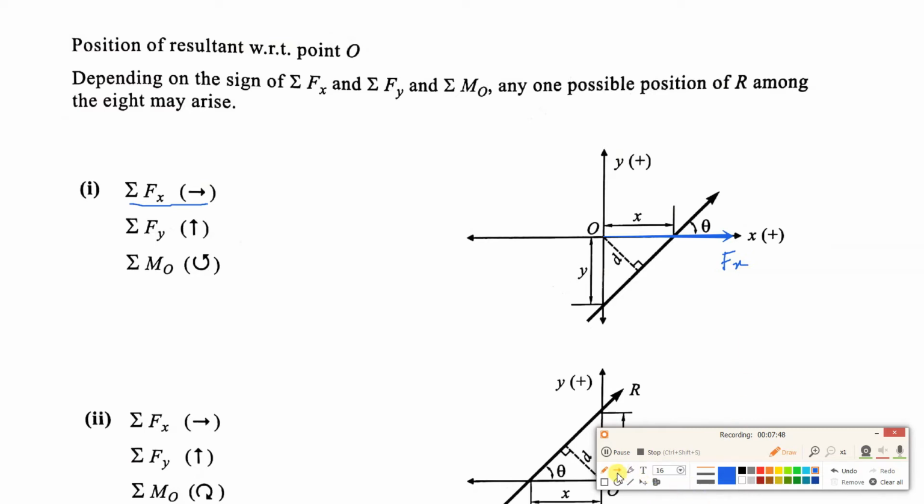Then next is summation Fy. What is the direction of summation Fy? It is upward direction. So just draw that arrow over here from origin. So it will be upward direction. So this one is Fy.